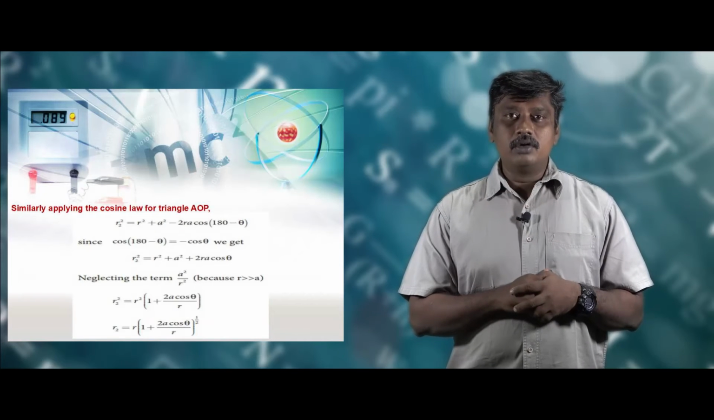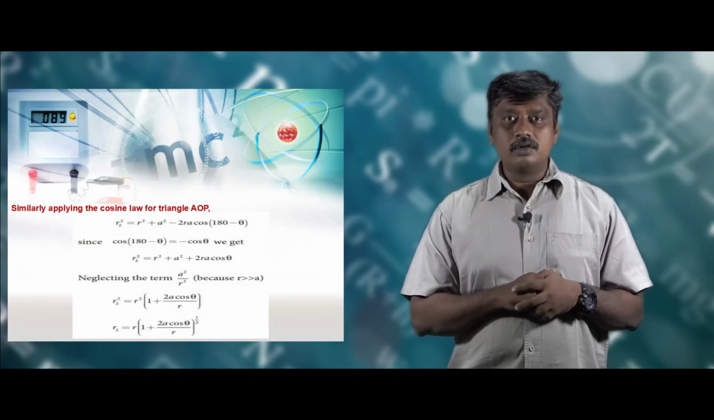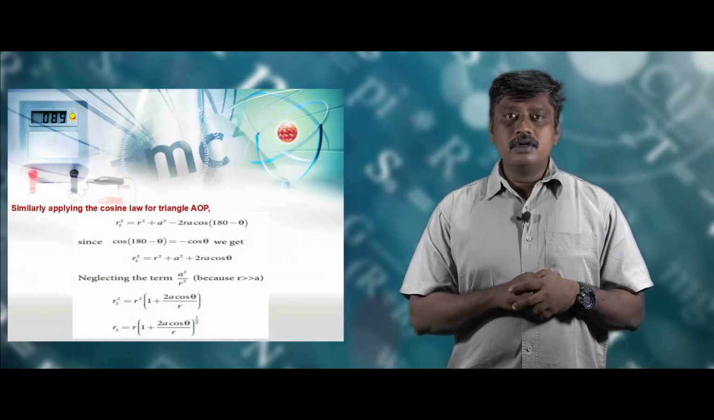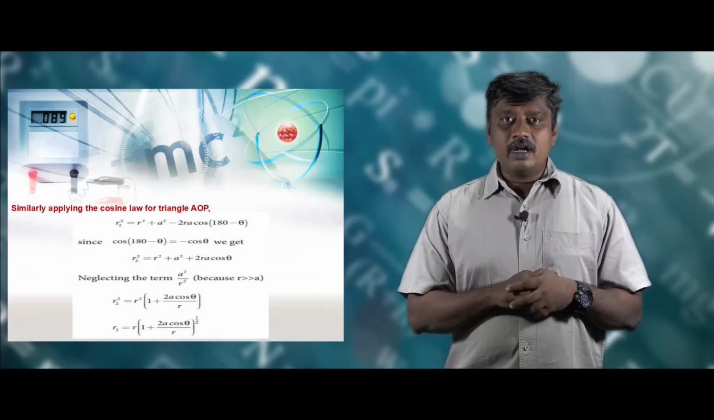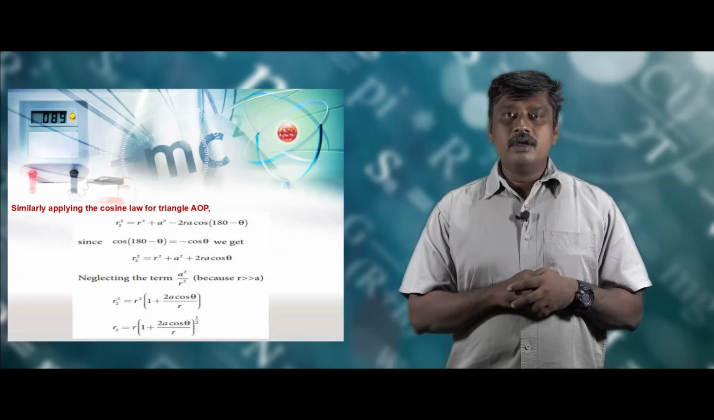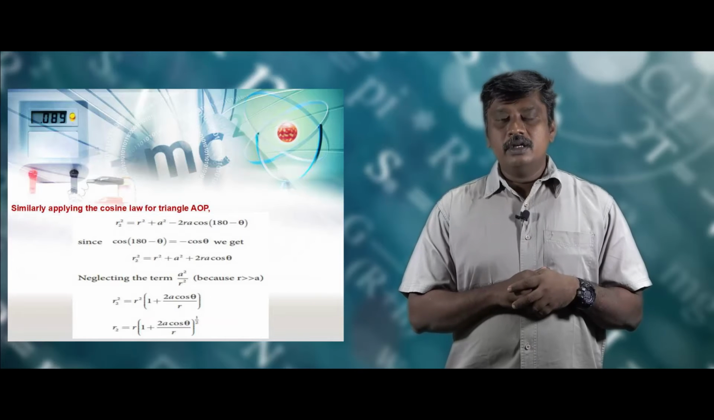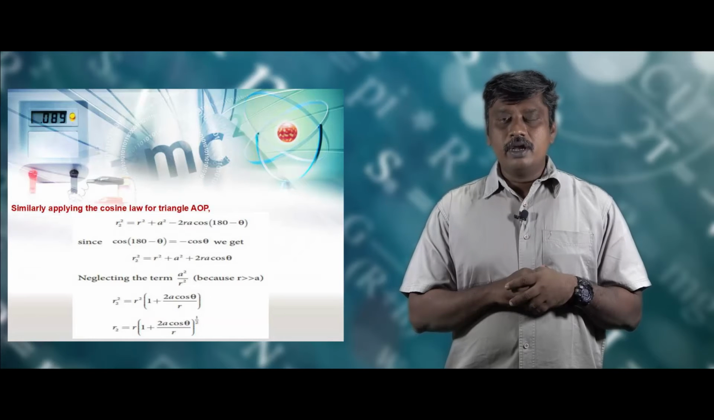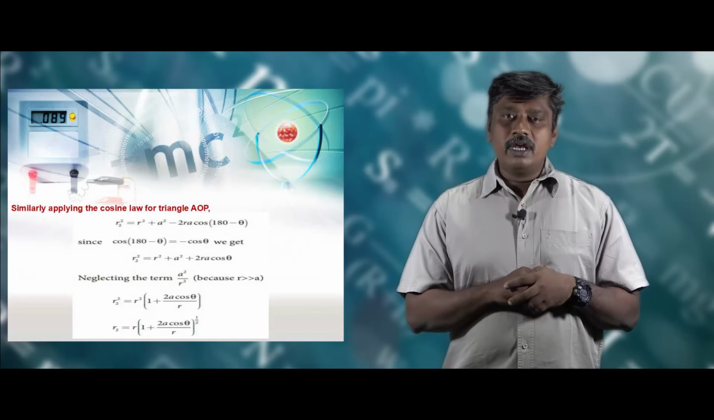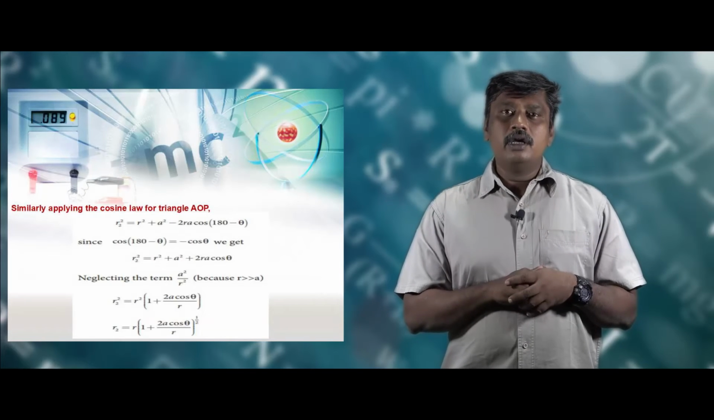Now we can find 1 by R2. To find 1 by R2, we use the cosine law for R2. If we use the cosine law, then R2 square is equal to r square plus a square plus 2ar cos of 180 minus theta. Then we get R2 square is equal to r square plus a square plus 2ar cos theta, because cos of 180 minus theta is minus cos theta. Then we can take r square outside the bracket. Then we will get R2 square is equal to r square into 1 plus a square by r square plus 2a by r cos theta. Now we can ignore the second term as we already said that r is very much greater than a. We will get R2 square is equal to r square into 1 plus 2a by r cos theta.